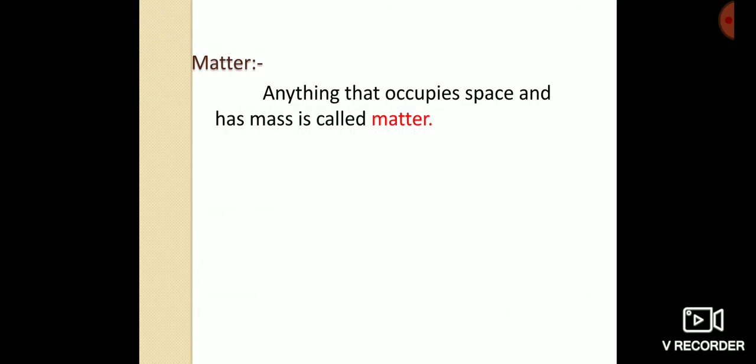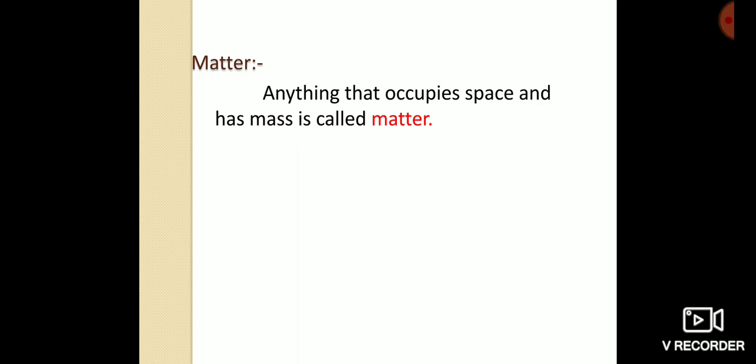We have seen objects around us that are made of different materials. But what are these materials made up of? These materials are made up of matter. In fact, everything around us is made up of matter. The clothes we wear, food we eat, air, water, books, sun, stars, moon are all made up of matter.